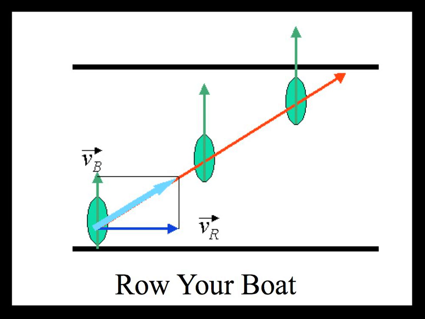In physics, two-dimensional motion also refers to a category of motion we call relative motion. To explain this concept, we'll use a simple example called row your boat.